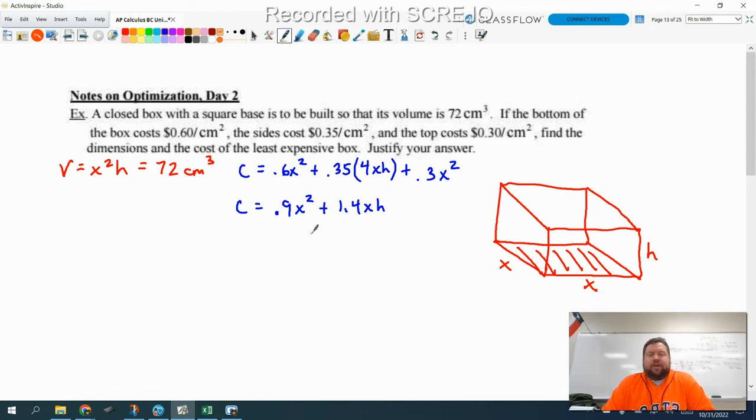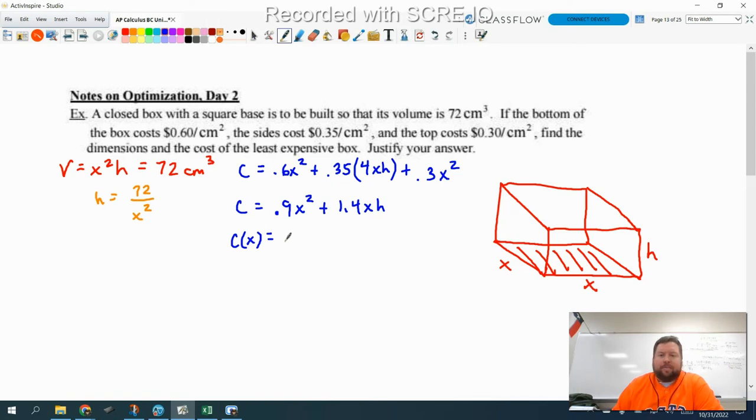All right, so the problem with this equation is it has 3 variables. We have C, we have X, we have H. We want to only have 2 variables, and that's what our volume equation over here is for. So I want to get either X by itself or H by itself. I want to avoid having square roots, so I'm going to get H by itself. H is equal to 72 over X squared. We're going to substitute that in over here in our cost equation, and this is going to make cost in terms of X only.